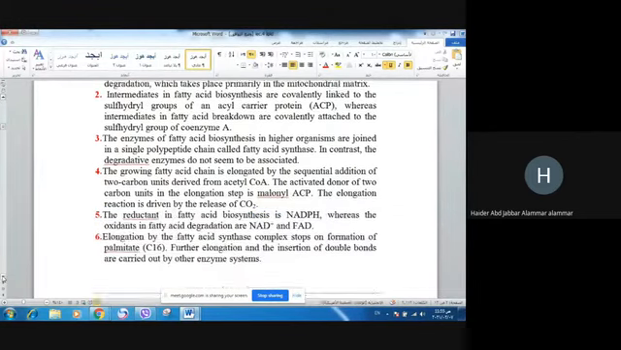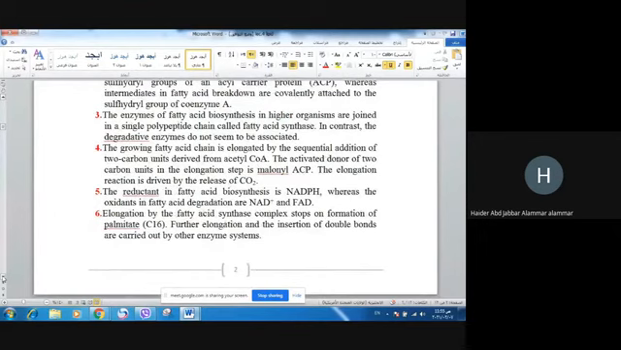The fourth difference you have to know: in fatty acid formation, the growing fatty acid chain is elongated in several steps by the sequential addition of 2 carbon atoms, just like the removal of 2 carbon atoms in beta oxidation. Where do these 2 carbon atoms come from? They are derived from acetyl coenzyme A. While in beta oxidation, 2 carbon atoms are removed in the form of acetyl coenzyme A.